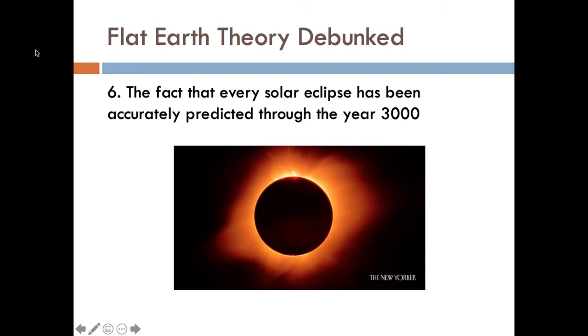And the machinations of the solar system, with the Earth revolving around the sun and rotating on its axis, and the moon revolving around the Earth, has allowed scientists to predict every solar eclipse with accuracy. Remember, in August of 2018, they knew that the solar eclipse was coming. If the Earth was flat, that would be a little more mysterious.